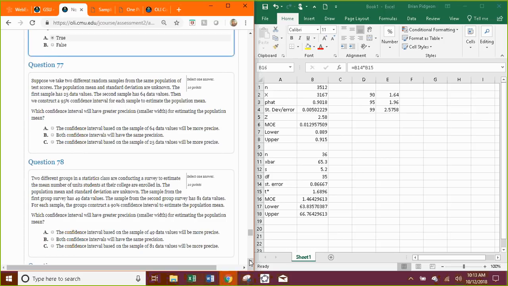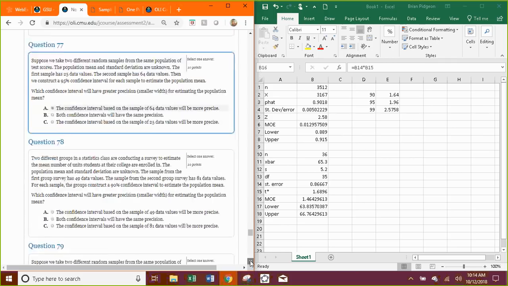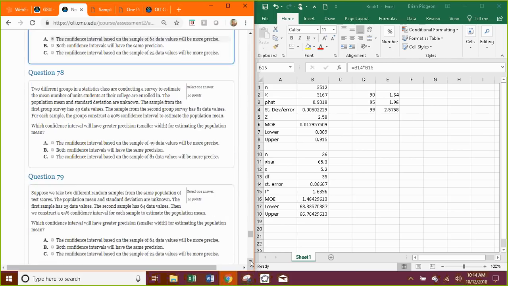Suppose we take two different random samples from the same population of test scores. The population mean and standard deviation are unknown. The first sample has 25 data values. The second sample has 64. Then we construct a confidence interval. Well, which one's going to be narrower, have a smaller width? The larger sample size, 64. The confidence interval based on a sample of 64 will be more precise.